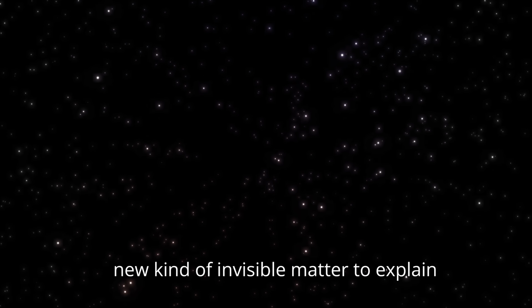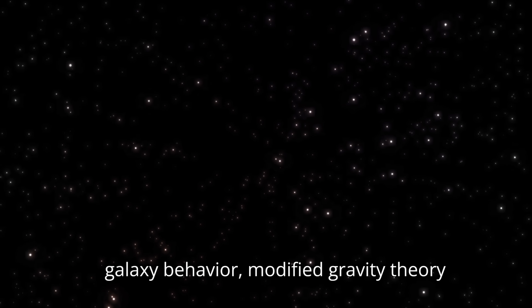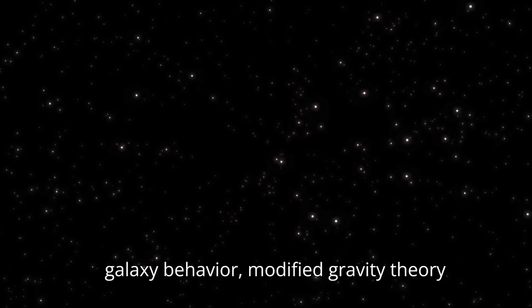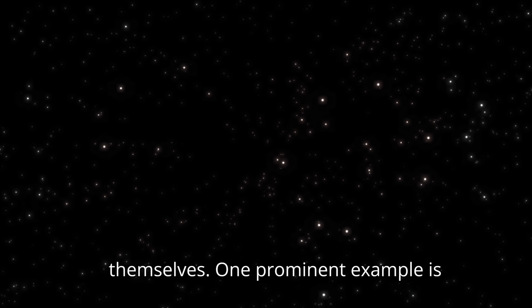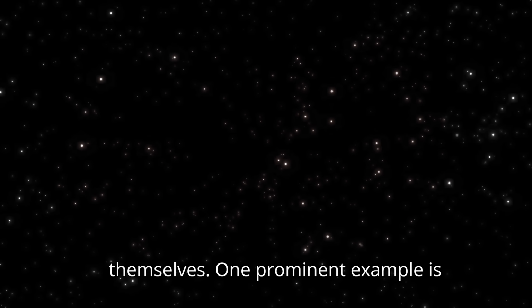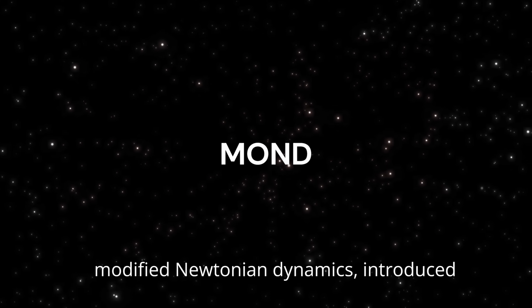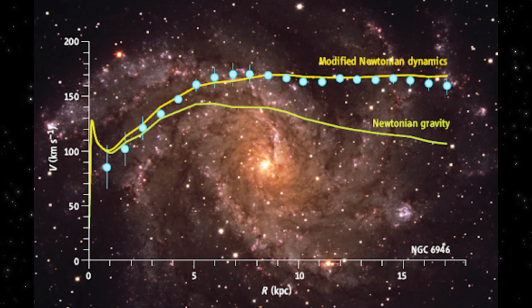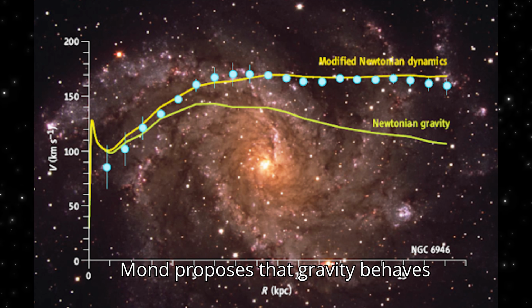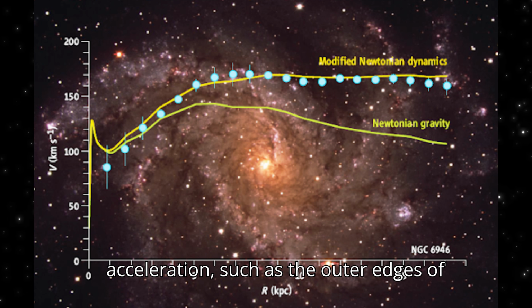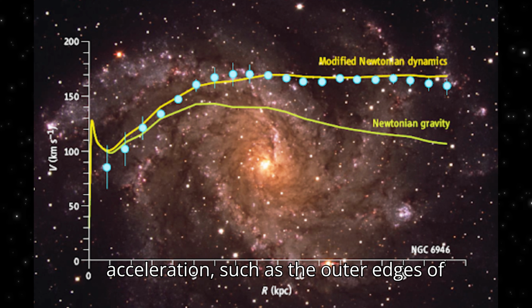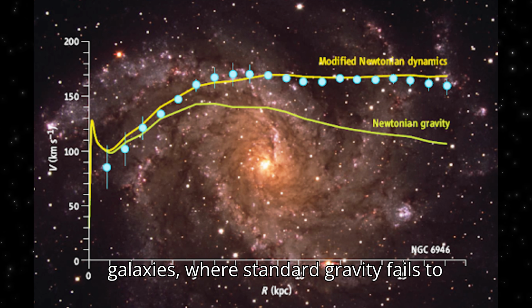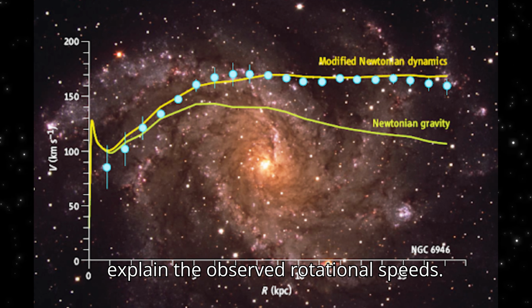Instead of adding a new kind of invisible matter to explain galaxy behavior, modified gravity theories suggest tweaking the laws of gravity themselves. One prominent example is modified Newtonian dynamics, introduced by Mordehai Milgrom in 1983. MOND proposes that gravity behaves differently in regions with very low acceleration, such as the outer edges of galaxies, where standard gravity fails to explain the observed rotational speeds.